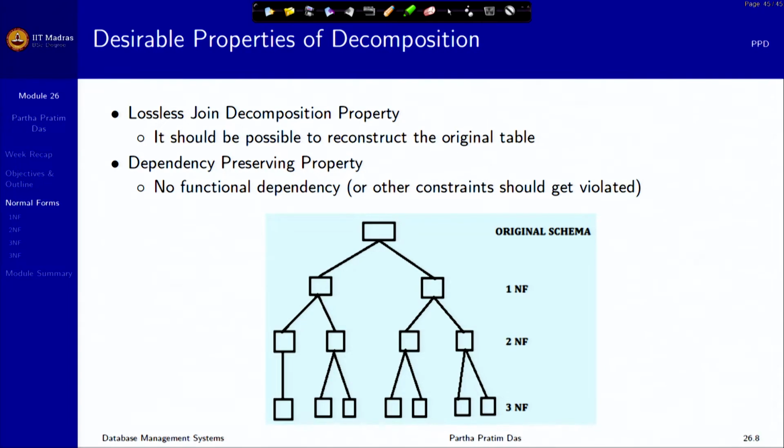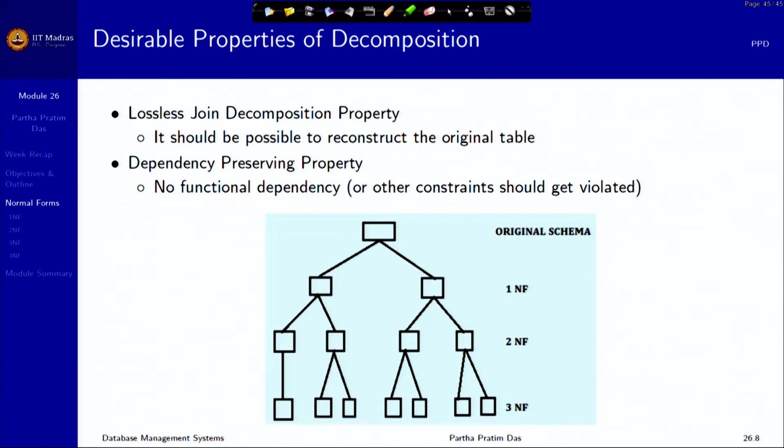You start with the original schema. If all relations in that are not in the first normal form, you decompose and put them in the first normal form. We have shown examples of how to do this. If they are in the first normal form and still have redundancies, you would consider putting them in the second normal form. We will discuss what it is. If there is redundancy still, you will put it in the third normal form and so on.